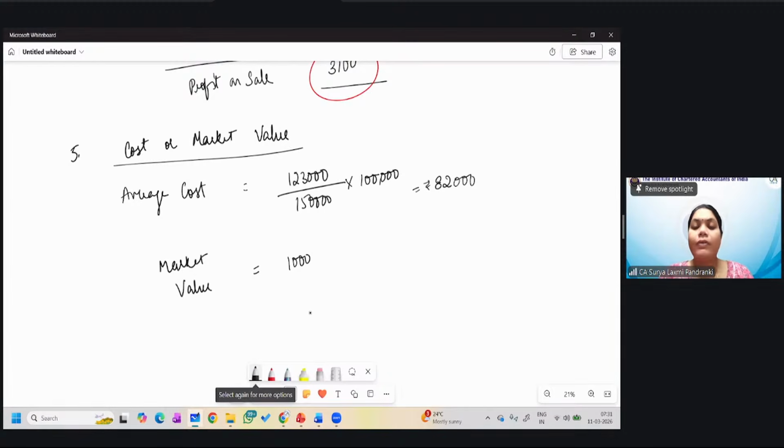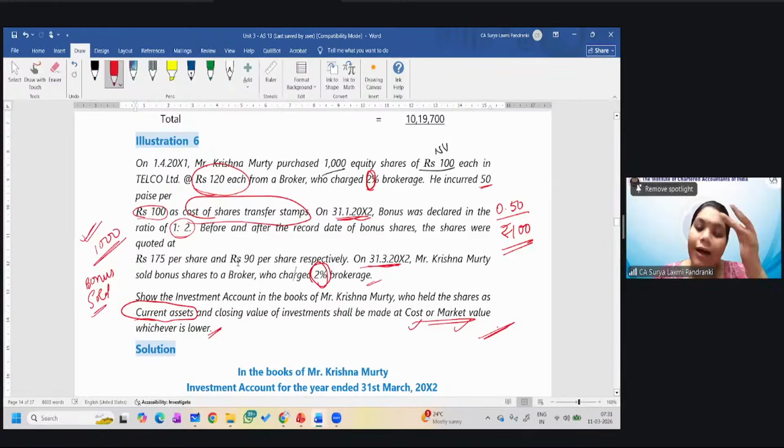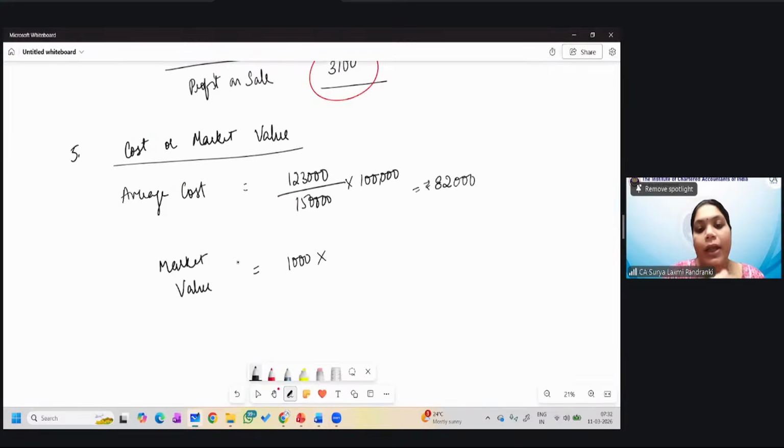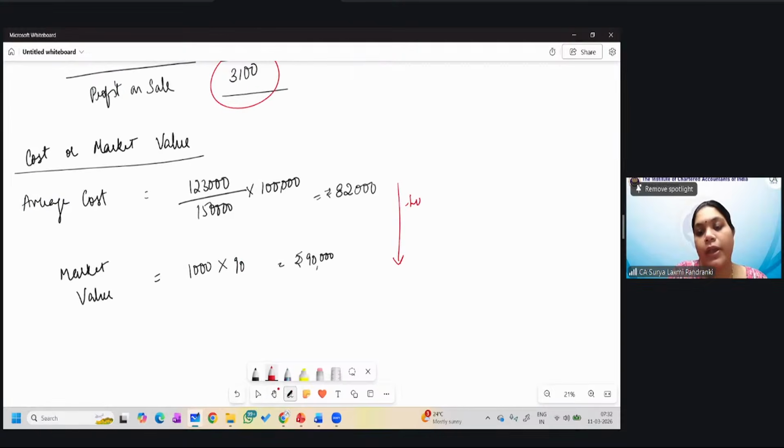82,000. Now, how will we calculate market value? For market value, we are going to take the price that is existing before or after. It should be after only, because only after the bonus issue we will know the price existing in the market. So we will have to take 90. So 1,000 into 90 will be 90,000. Whichever is lower, which value will be showing in the books of accounts? 82,000. Everybody will agree 82,000 is the lower value. I think it will be 82,600, ma'am. Check again, because a few are saying 82,000, a few are saying 82,600.